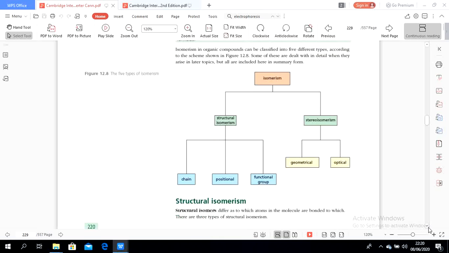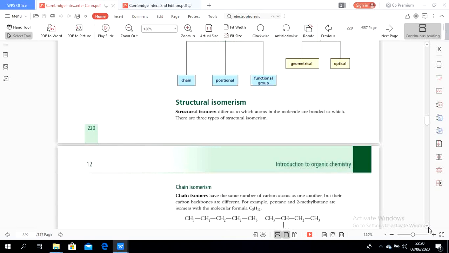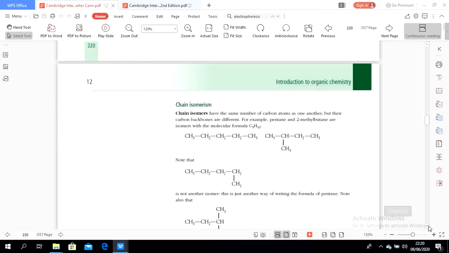Let's see the structural isomerism. Structural isomerism differs as to which atoms in the molecule are bonded to which. There are three types of structural isomerism. First is chain isomerism. Chain isomers have the same number of carbon atoms as one another, but their carbon backbones are different. For example, pentane and methylbutane.